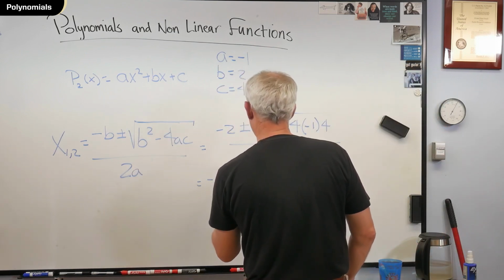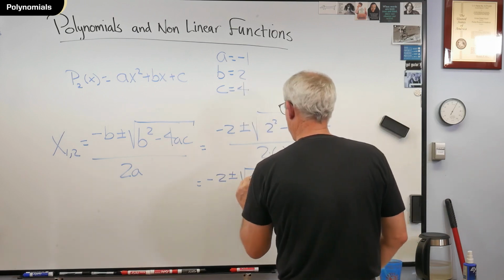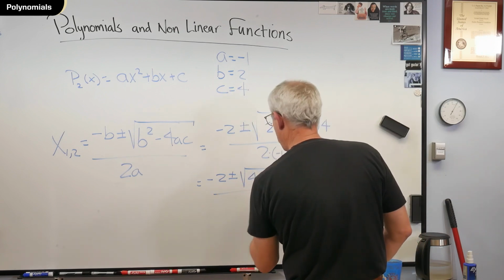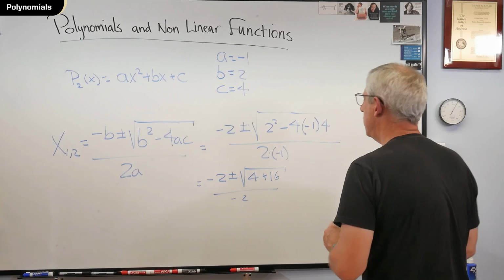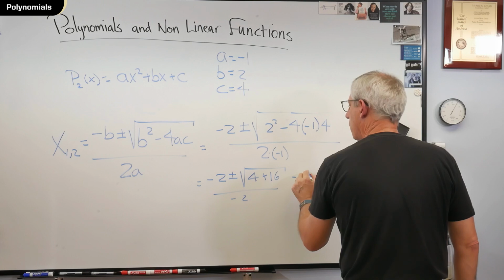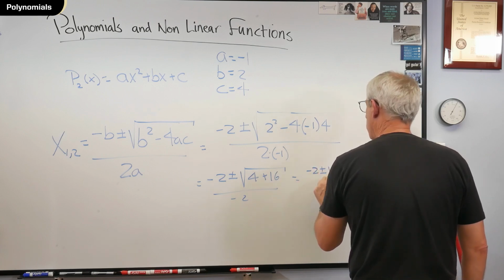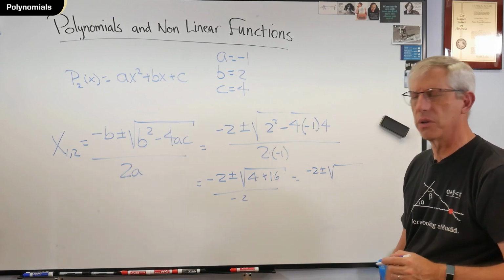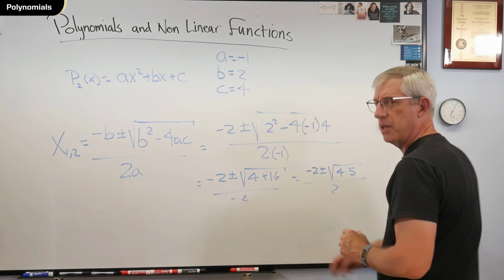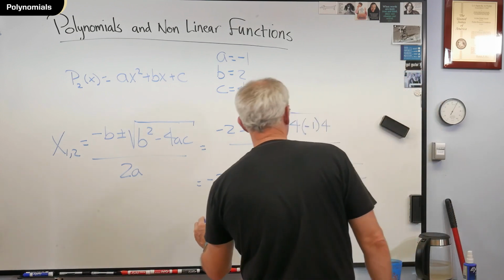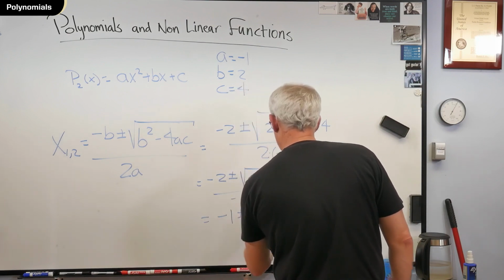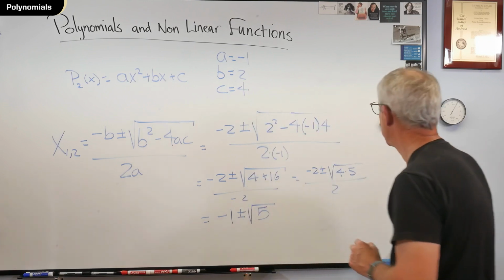Minus 2, 4 plus 16. Well, dang, this is easy. All right, so that's, let's see, minus 2 plus or minus a square root. Let's see, 4 plus 16 looks like 20, so that's 4 times 5. Okay, can you see down here if I write? I have just enough room here. Equals minus 1 plus or minus square root of 5, I think. Is that right? I think that's right.